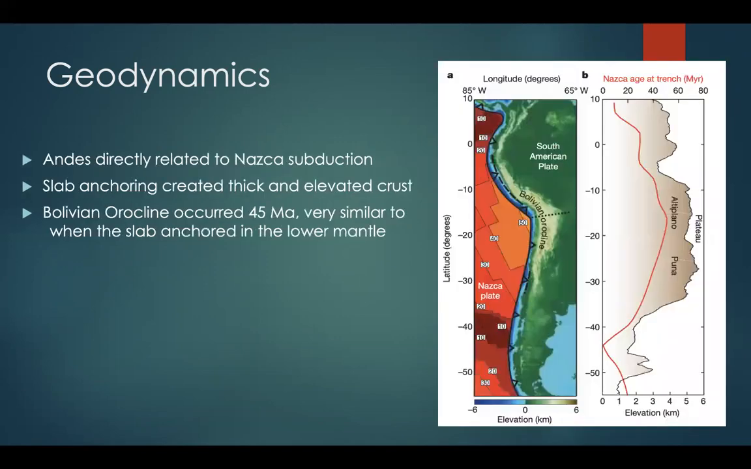A significant geological feature associated directly with the Nazca subduction is the Andes mountain range. As the slab enters the lower mantle, it begins to thicken and creates higher mountain elevations. The highest and widest part of the Andes is the central mountain range, which was deformed during the Bolivian orocline. The orocline occurred at about 45 million years ago, just after the time in which the slab became anchored in the lower mantle, where it started to thicken.